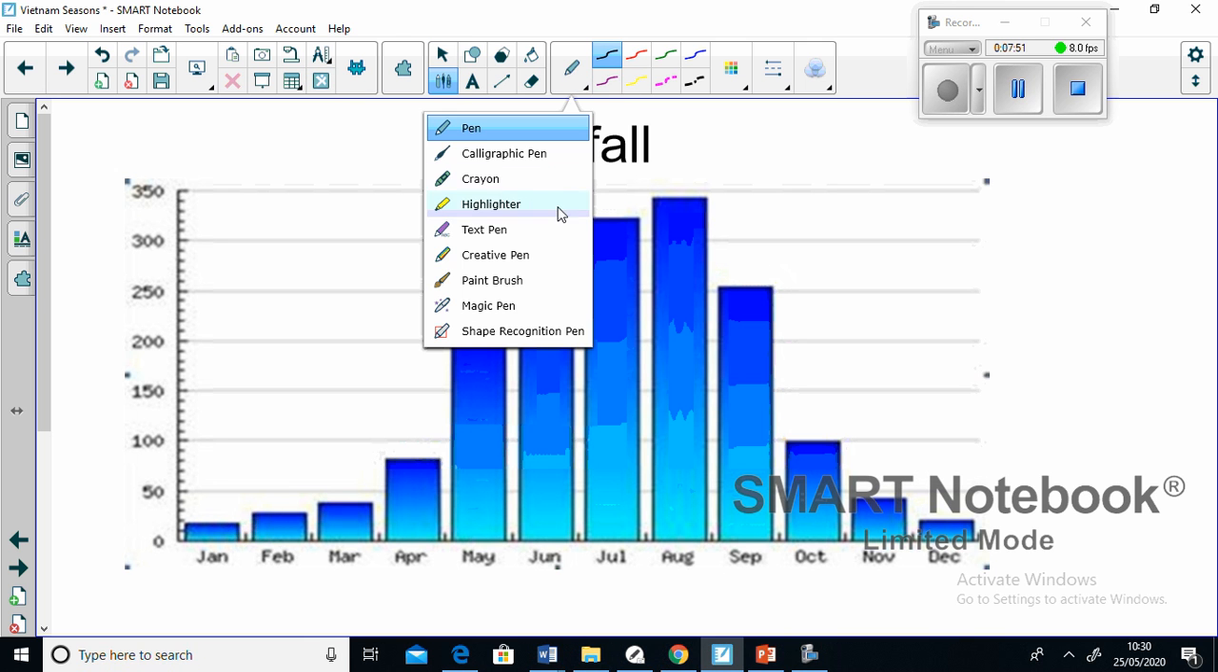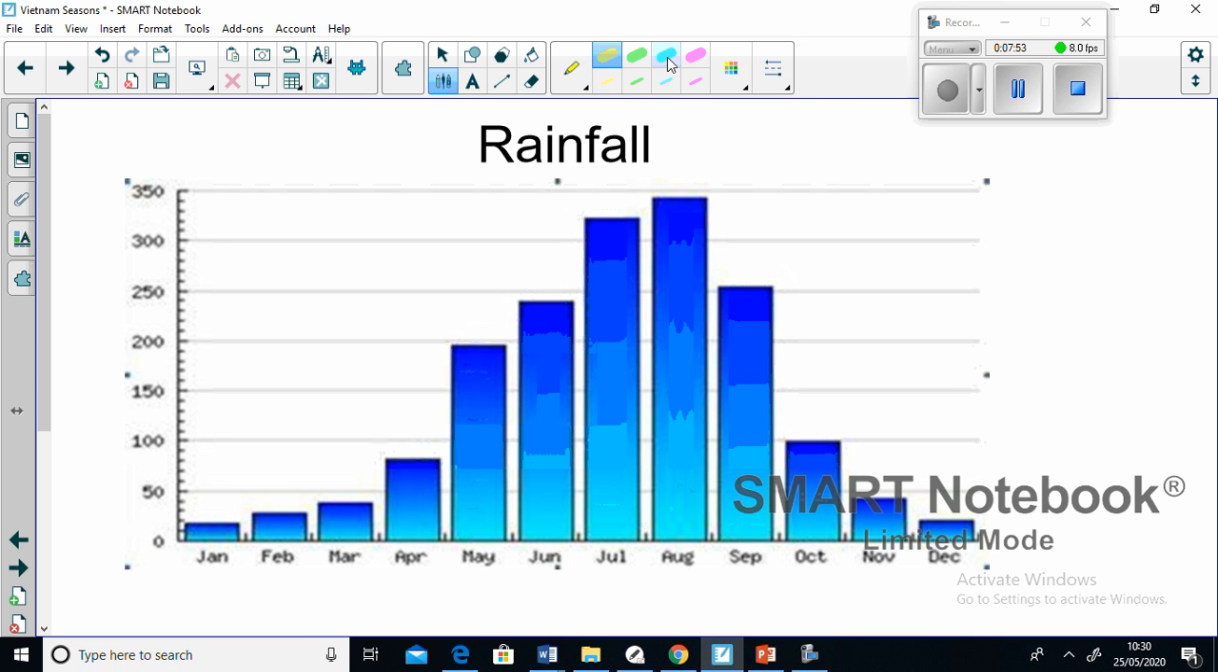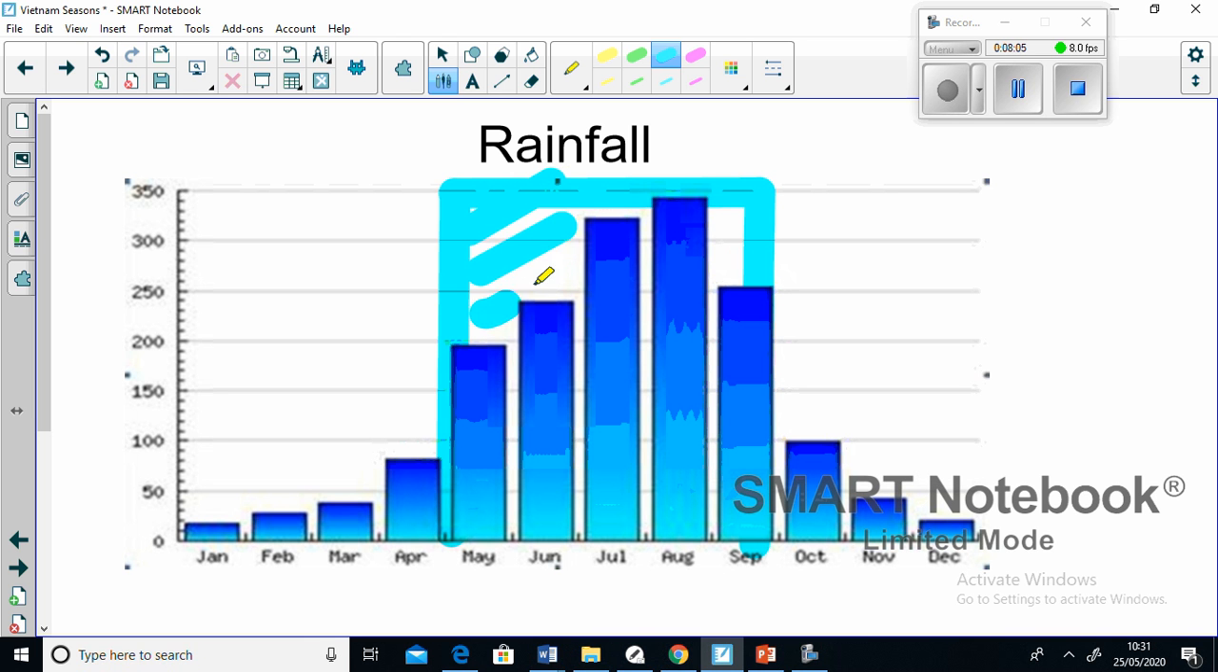Let me get a highlighted pen out here. Okay. You've got this period here, the period between May and September. In this period, it rains lots and lots. It is a very rainy time. It rains every day, and it rains a huge amount. This is what the Vietnamese people would call their wet season.